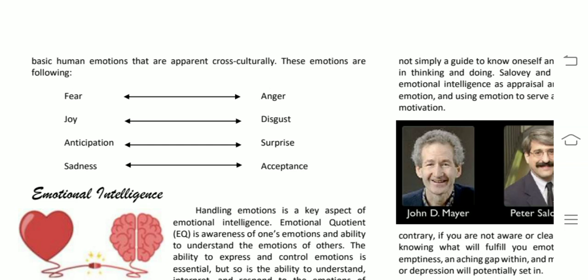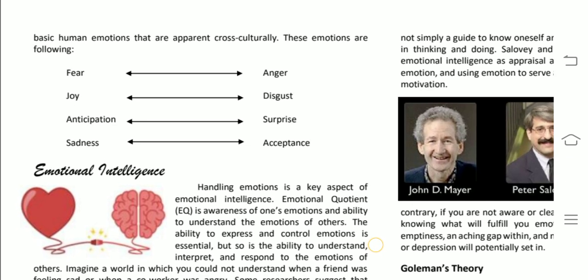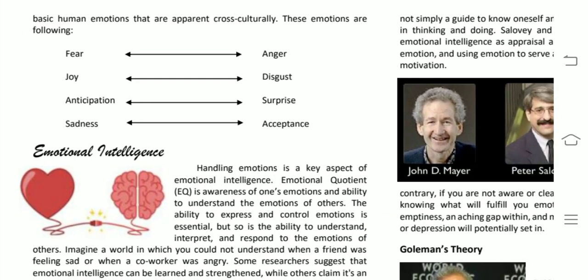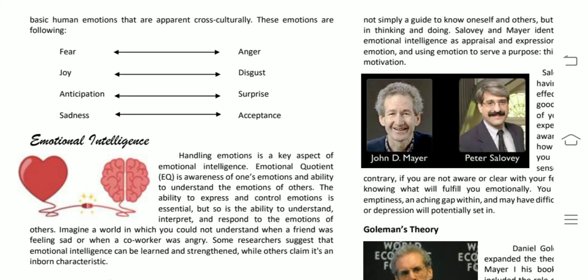'Di ba? Then, sumunod naman, yung joy naman is yung masaya ka ngayon, mamaya, disgusted ka na. 'Di ba? Yun yung kabaligtaran niya, ika nga, 'di ba? While the anticipation is a surprise, okay? So, yun daw yung surprise niya. Then, sadness is, ang kabaligtaran naman niya is acceptance. Okay? So, as you can see here in the illustration, sinasabi dito that our emotion is connected, or our heart is connected with our mind. It is because handling emotion is a key aspect of emotional intelligence. Okay?